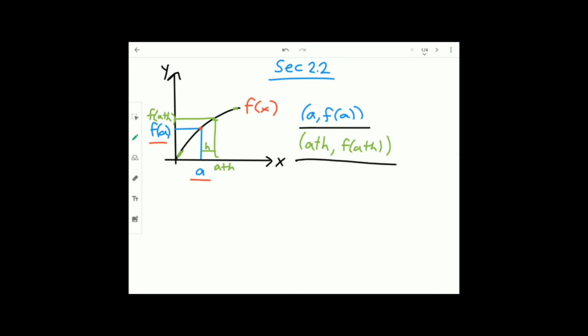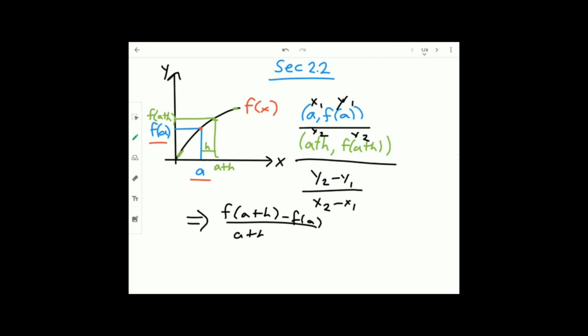Now if you were asked to find the slope of this, let's call this x1, y1, x2, y2. Wouldn't we just do y2 minus y1 over x2 minus x1? We would do exactly that, right? So let's try to find that in terms of this: f of a plus h minus f of a over a plus h minus a. A and a cancel out. And wait, this looks familiar. Isn't this the definition of the derivative?